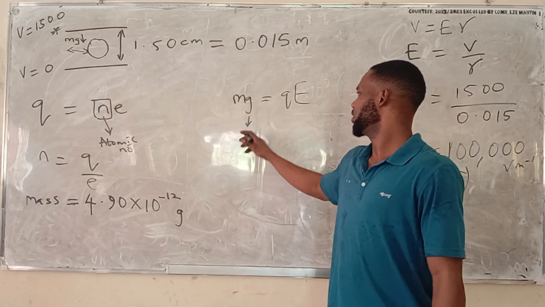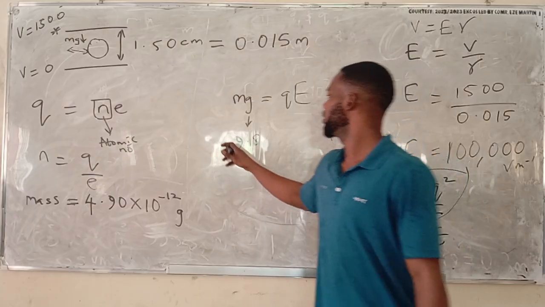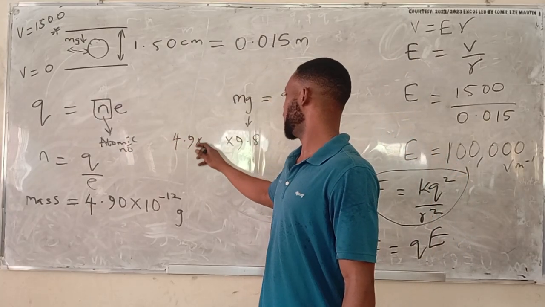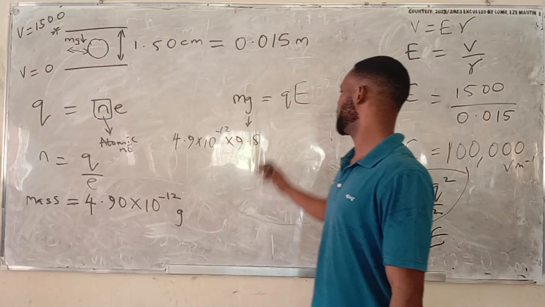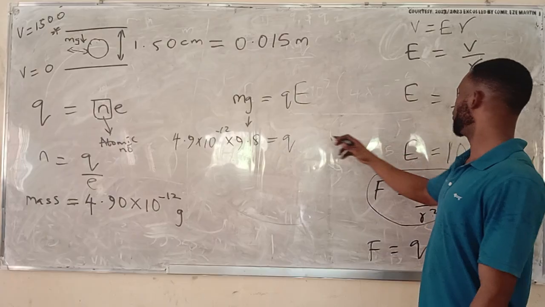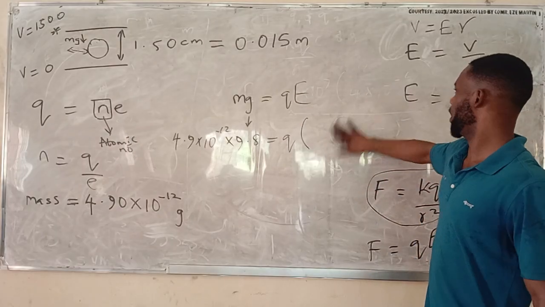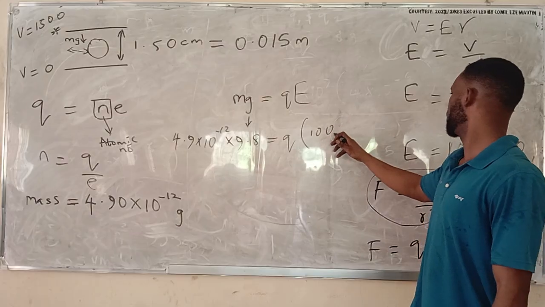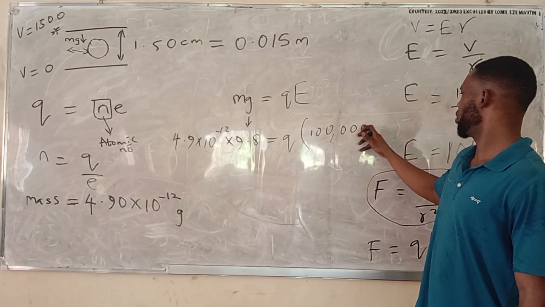So this is 9.8 times 4.9 times 10 to the minus 12 equals to, I don't know this Q, but I know my electric field. And you know that this is the only one that has that electric field there. So 100. Hope you are sure that you got 100,000.